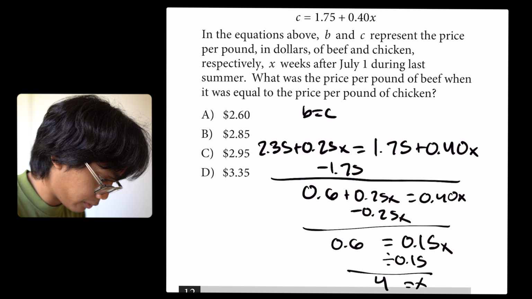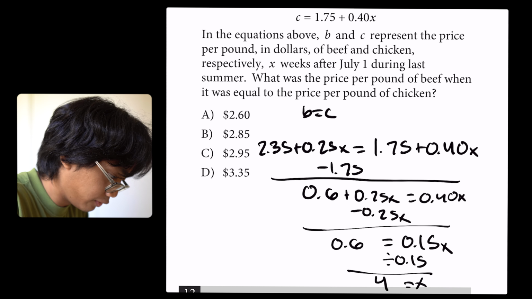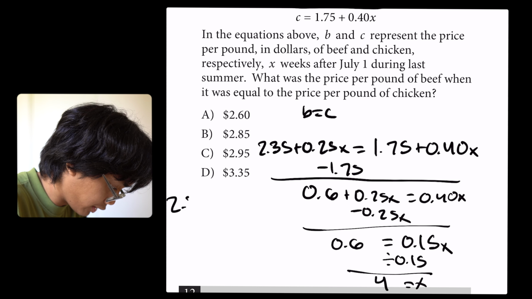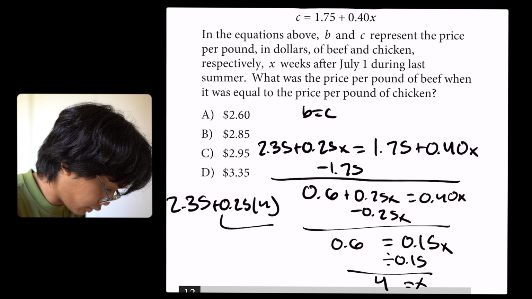And then what are we looking for? Price per pound of beef, which is this equation, so we can plug that in. 0.25 times 4, this will be 1.